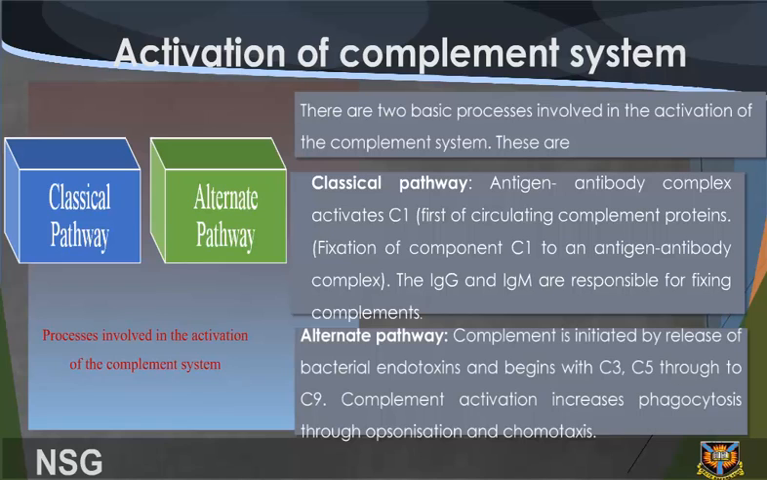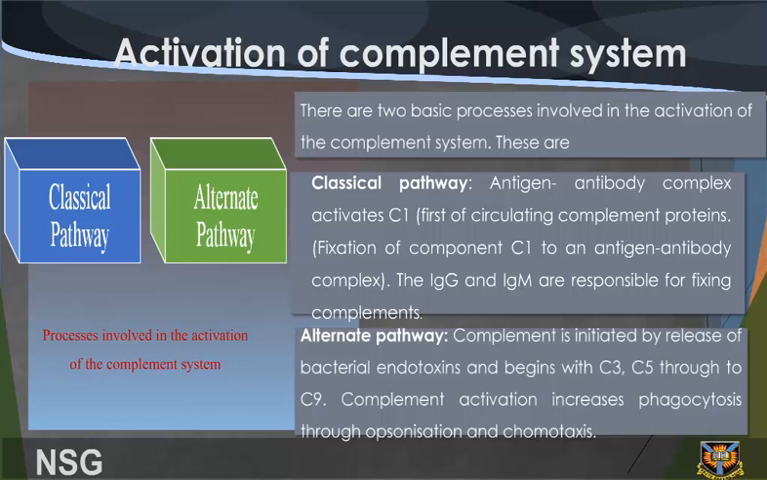Activation of complement system. There are two basic processes involved in the activation of the complement system. These are classical pathway and alternate pathway. Classical pathway. Antigen-antibody complex activates C1, first of circulating complement proteins. Fixation of component C1 to an antigen-antibody complex. The IgG and IgM are responsible for fixing complements.